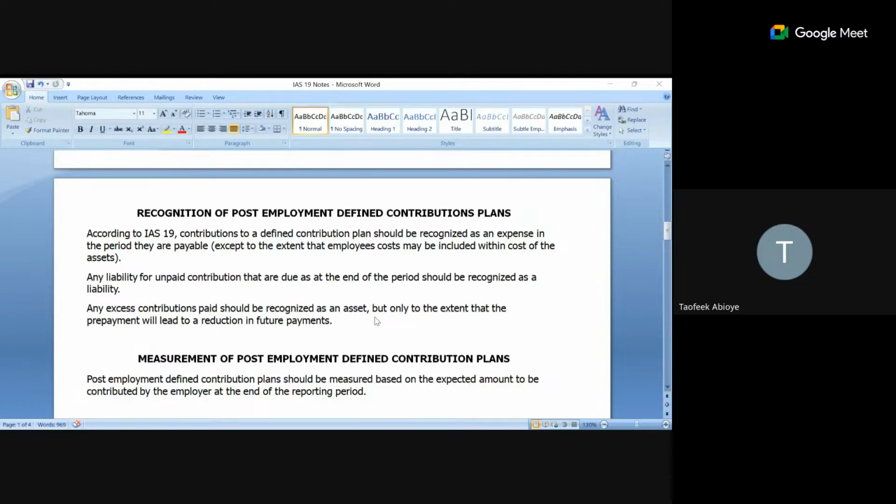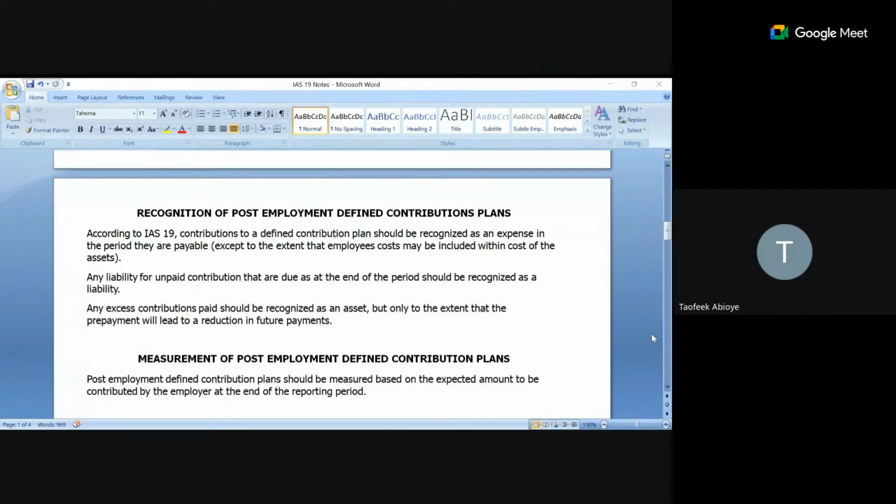Example, we are contributing 20,000. Now the entity has excess money and says, let's contribute 60,000 this month. So that is prepayment. And that is what I'm saying here, that any excess contribution paid should be recognized as an asset, because that is prepayment. Remember that prepayment is an asset. Instead of contributing 20,000, we now contribute 60,000. So we will recognize that 40,000 excess as an asset, because we are not supposed to pay it yet.